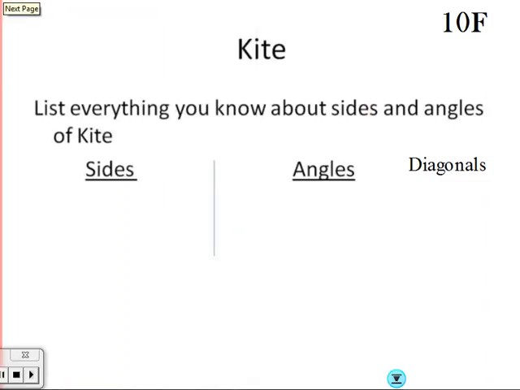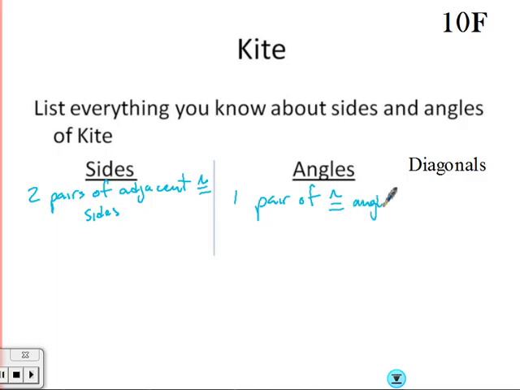All right, let's take a look at what's next. Kites, okay? Everything you know about the sides and angles of a kite. The sides, we know that it's got two pairs of adjacent congruent sides. Okay, so a pair of sides next to each other that are congruent and another pair. The angles, we know it has one pair of congruent angles. And the diagonals are perpendicular.